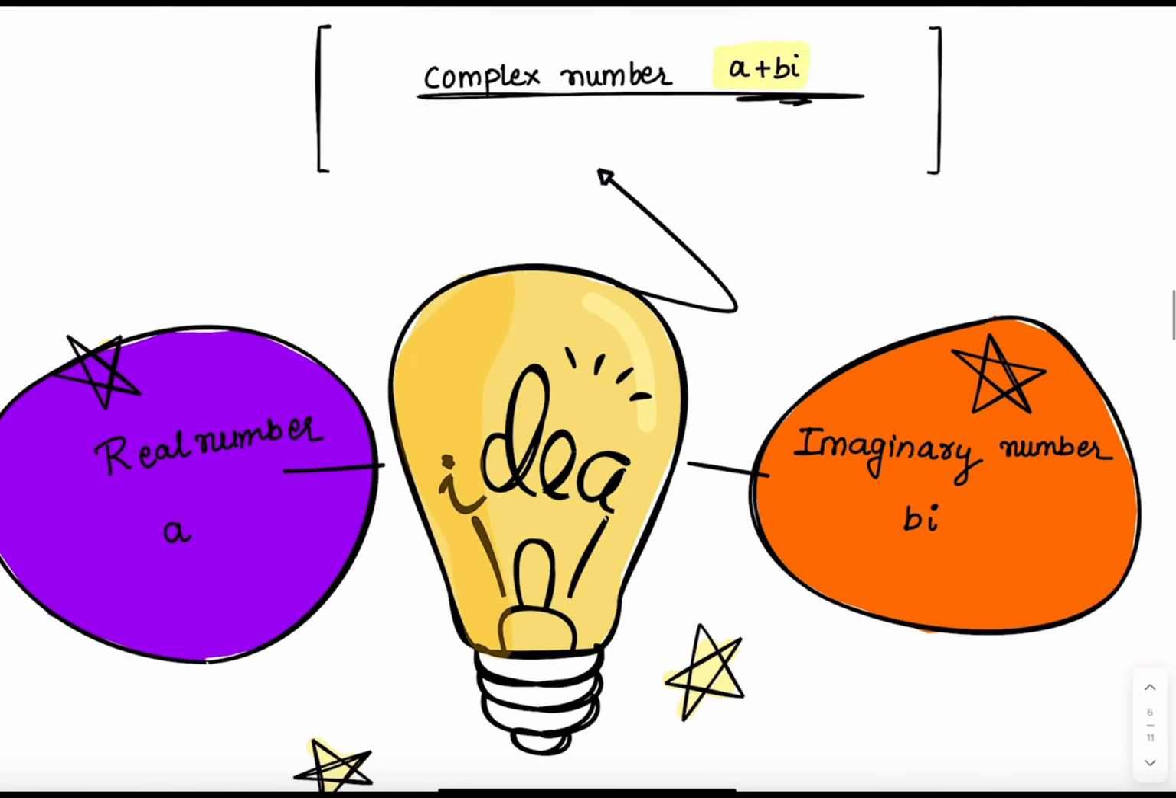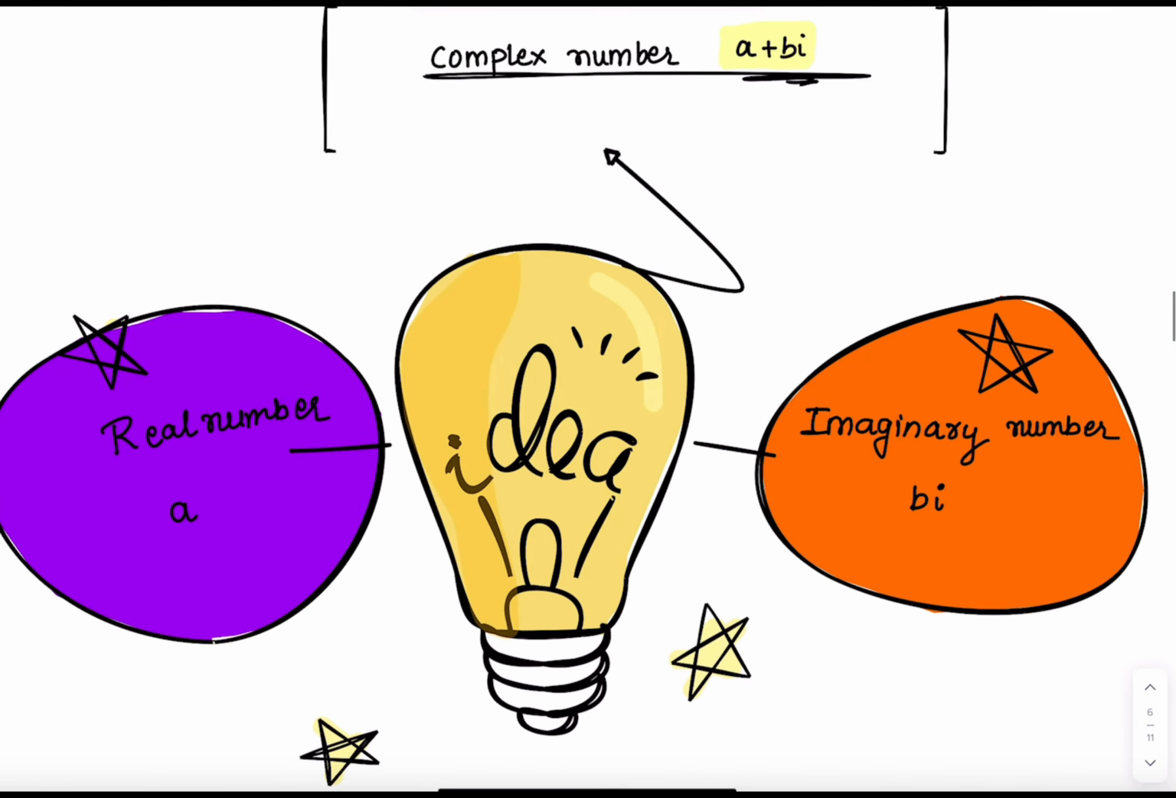So the idea of a complex number is that if you have a real number and you combine that with an imaginary number, so take a real number a and combine it with imaginary number bi, then the entire idea becomes complex in nature because you have something that exists with something that doesn't exist. That idea is complex in nature, and that's why the name is complex number. So a complex number is of the form a plus bi.